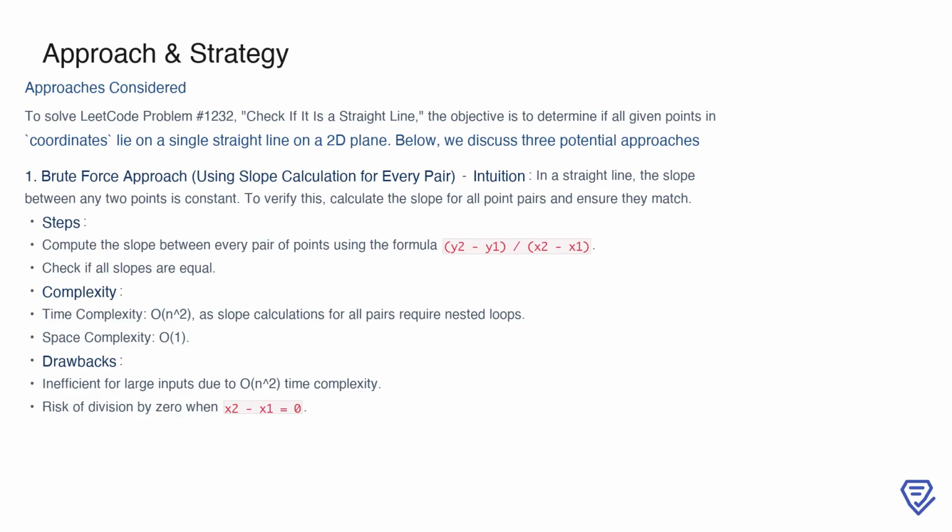However, this method has significant drawbacks. First, the time complexity is O(n²), because we need nested loops to compute slopes for all pairs, which becomes inefficient for large inputs. Second, division introduces potential pitfalls, such as encountering division by 0 when the x coordinates of 2 points are the same. These limitations make this approach suboptimal for this problem.